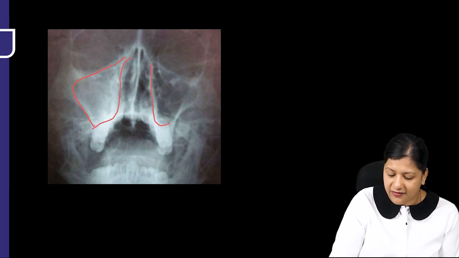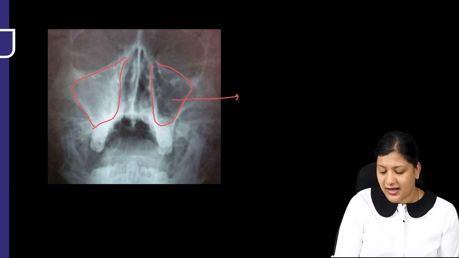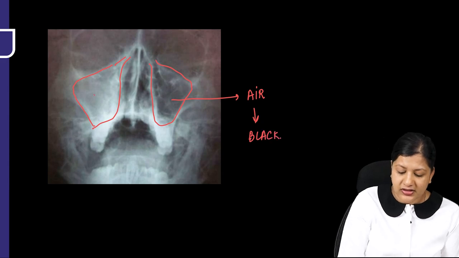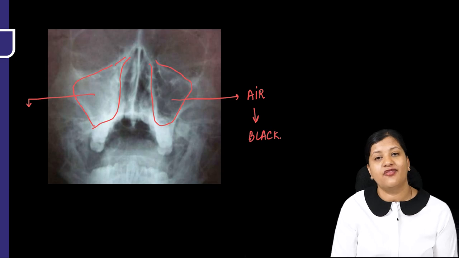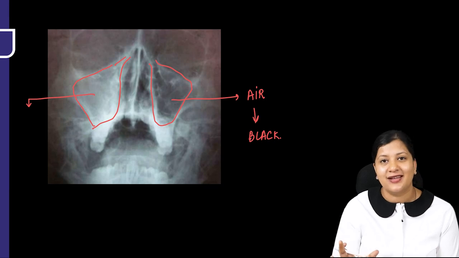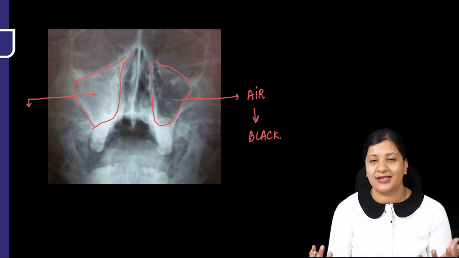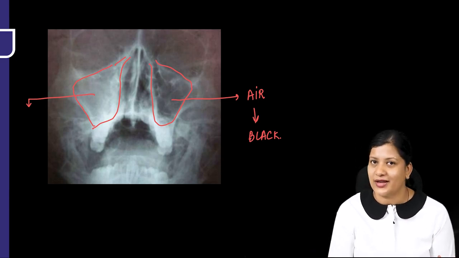This is your left maxillary sinus. Now, whenever a sinus is air filled, how does it appear? An air filled sinus will appear black. But if you see this sinus here, does it appear air filled to you? No, it appears hazy, it appears grayish. So what does it indicate? It indicates some pathology or a disease. Usually, because it's in the sinus, we attribute it to sinusitis.